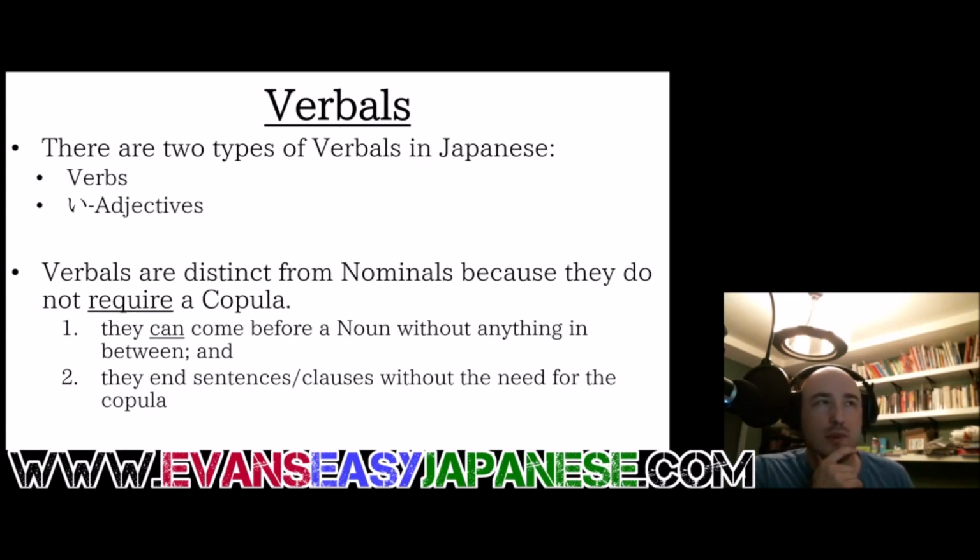Verbals. So this is the other one. There are two types of verbals in Japanese: verbs and i-adjectives. Now, if you've just been going from the past few videos that I made, you haven't learned any i-adjectives. If you know any Japanese, you probably know at least one verb and at least one adjective, or i-adjective, that is.